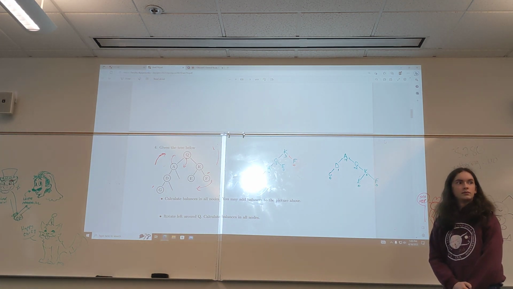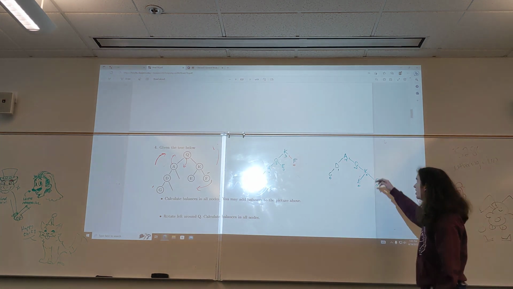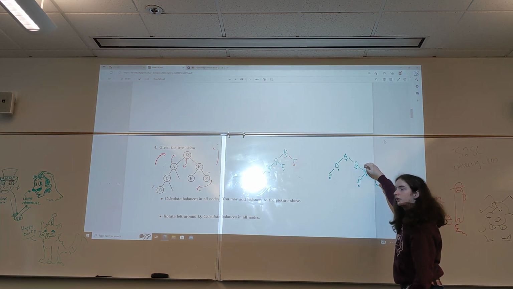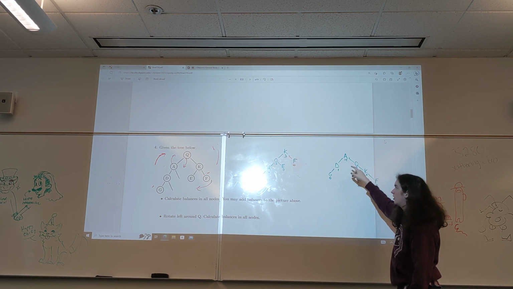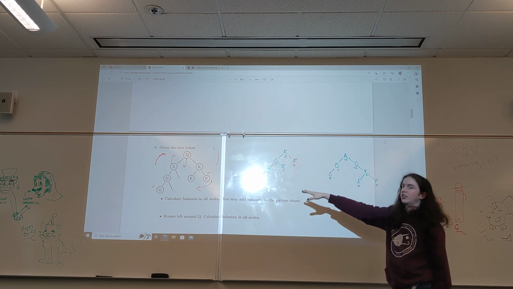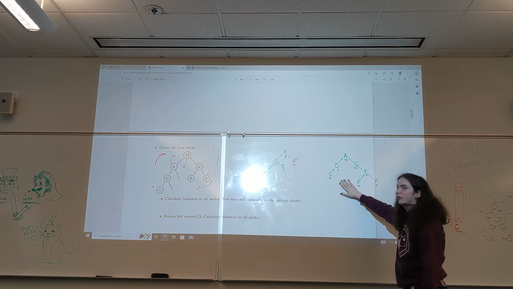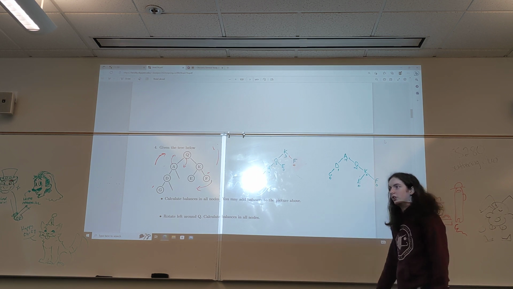Wait, how do you calculate the balance of A? The balance of A is the height of Q. Wait, wouldn't Q have a balance of positive 2? No, because its right subtree is heavier, and in this coordinate system, we're saying that's negative. Left minus right. All of these ones have been done so far with left being heavier is positive, so I'm keeping that consistent. You can write all of these inverted if you want, as long as they're all inverted.